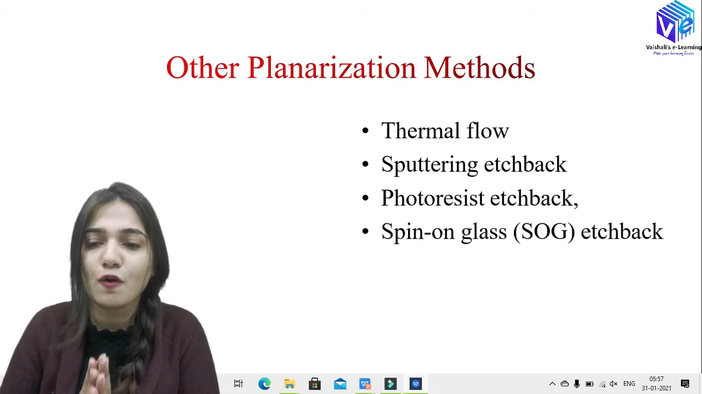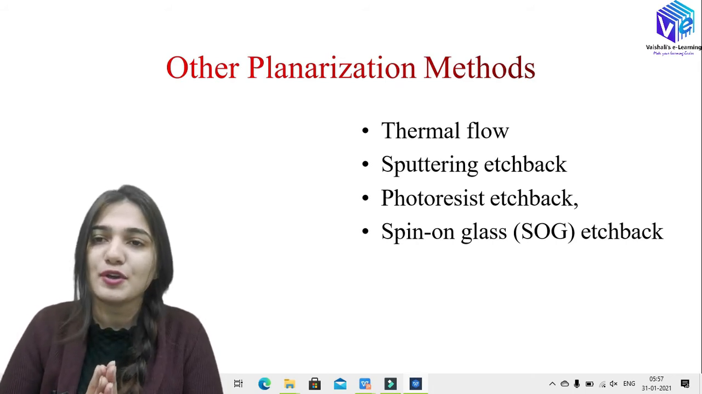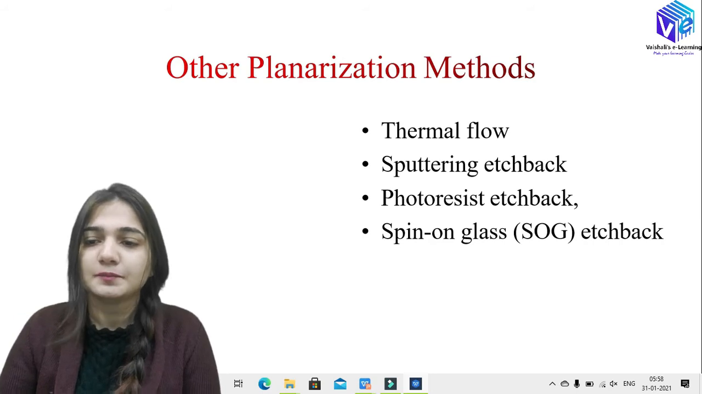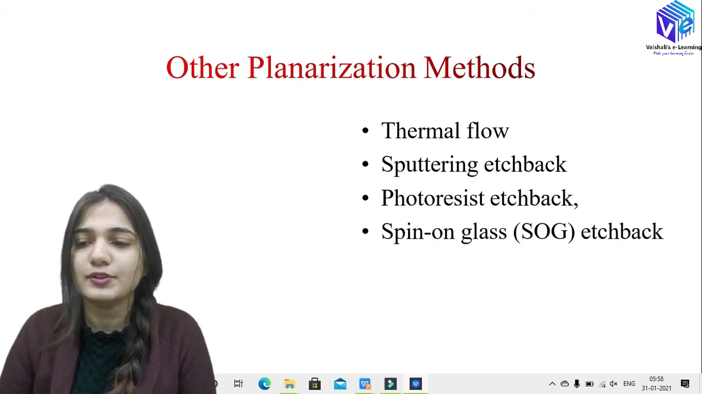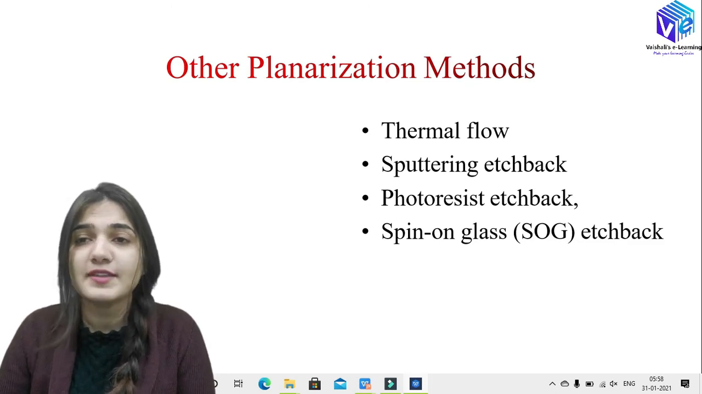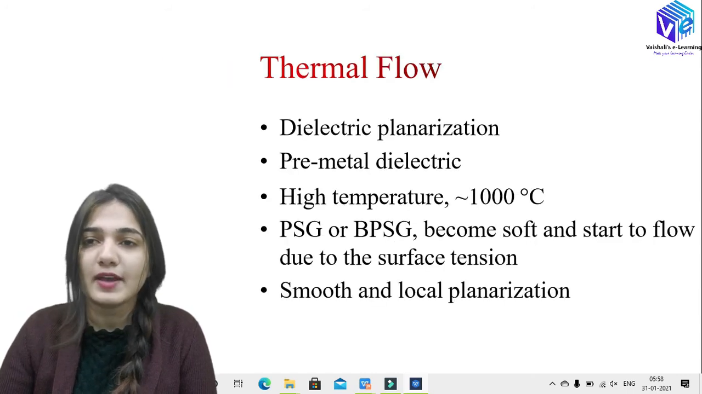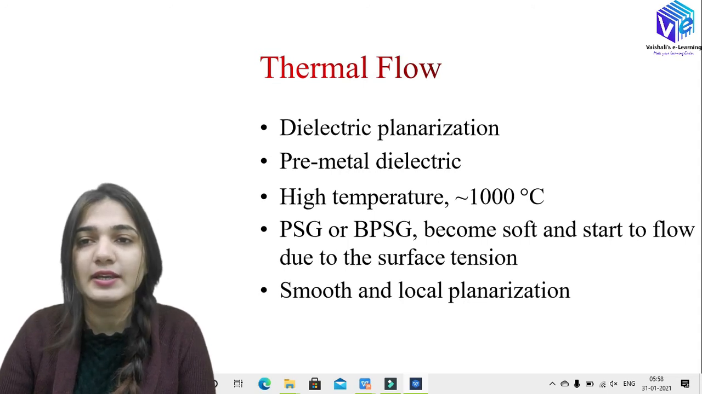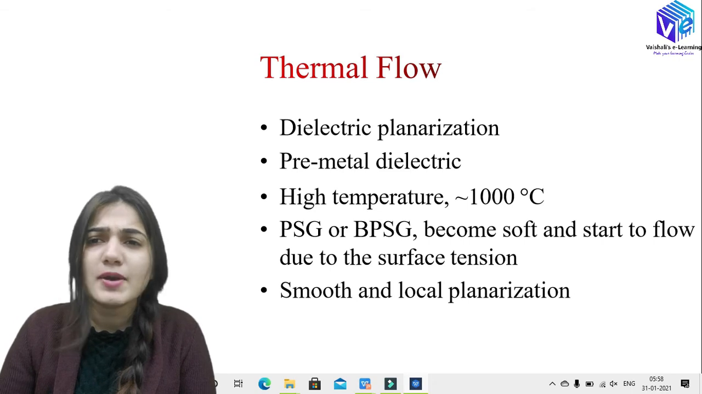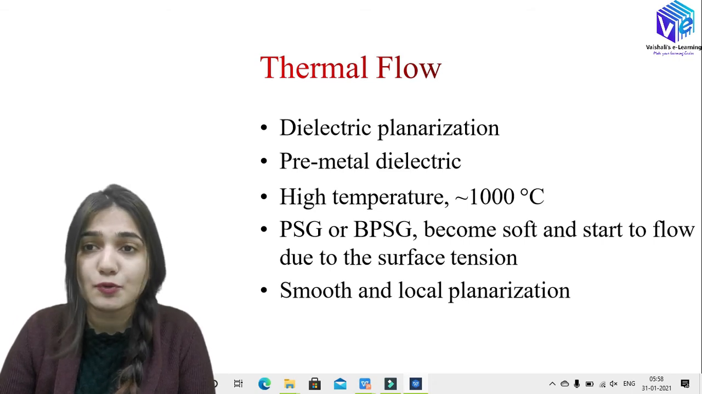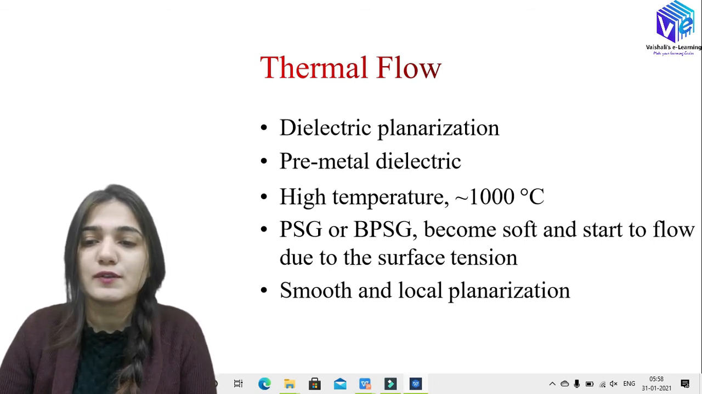So yes, there are 4 methods which we are going to talk about in this video itself. First is thermal flow, then we have sputtering etchback, then photoresist etchback, then spin on glass etchback. All of them are used for the planarization process. First of all, we are going to talk about thermal flow. As the name suggests, thermal flow occurs at a higher temperature. How high? Greater than 1000 degrees Celsius. So it is also called dielectric planarization, right?